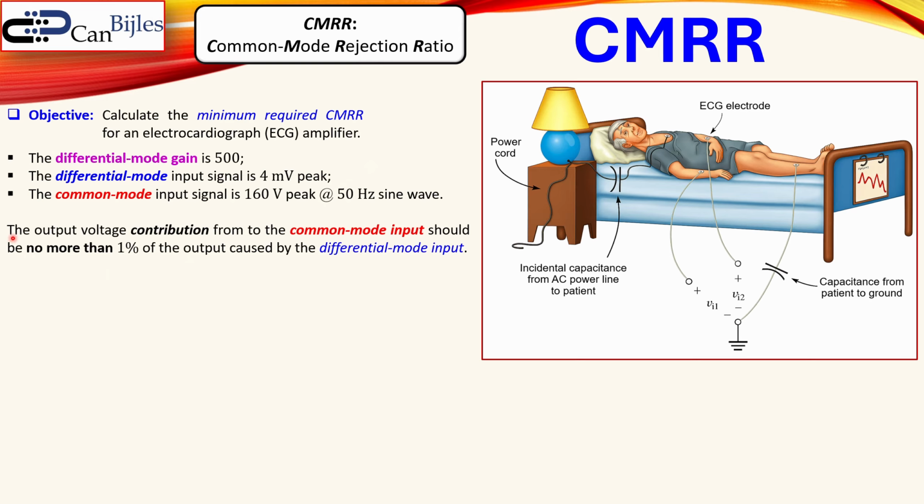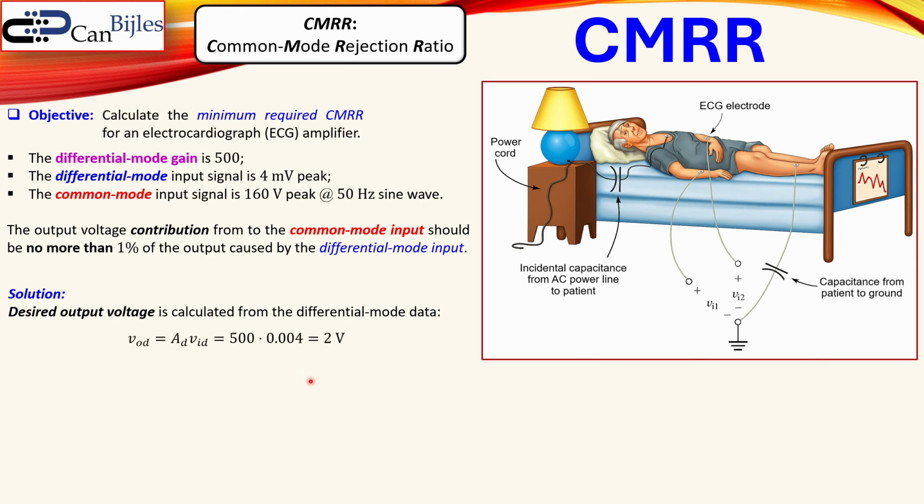The objective is the following. We would like to have that output voltage contribution, because of this common mode input, no more than 1% of the output caused by the differential mode input. So that means actually the following. The desired output voltage is calculated from the differential mode data, which is from here and these two. So we have the VOD. This is exactly what we want. So 500 times 0.004 is 2 volts exactly.